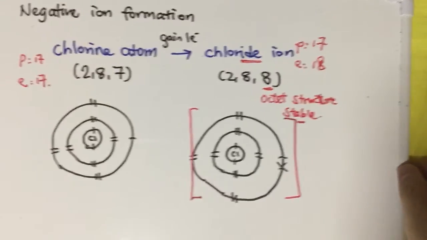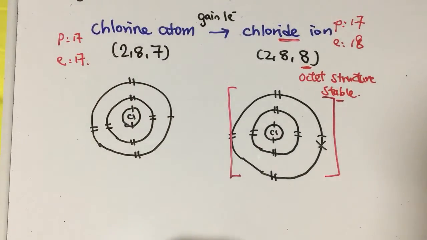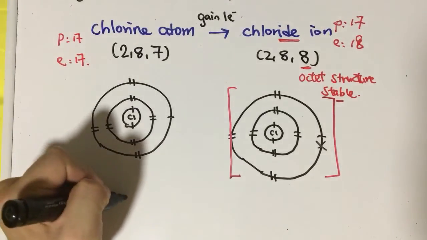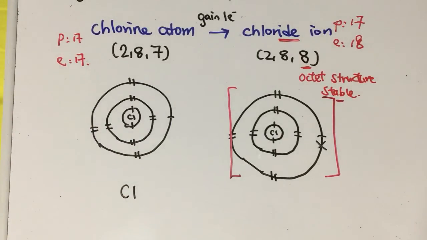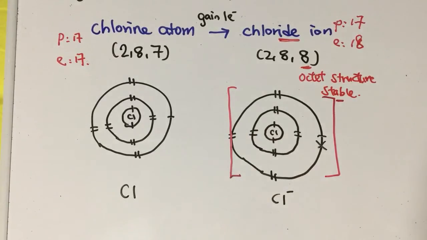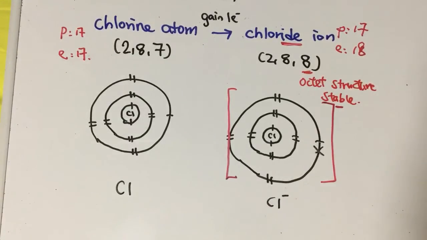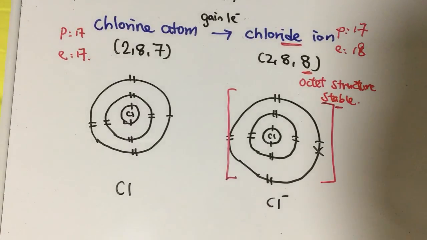After that, we think about how to write down the symbol for the chlorine atom and the chloride ion. This one is very straightforward. For the chlorine atom it is Cl, this is the symbol. And for the chloride ion, it is Cl with a minus on the top right hand corner. This is similar to the electron diagram. Thank you.